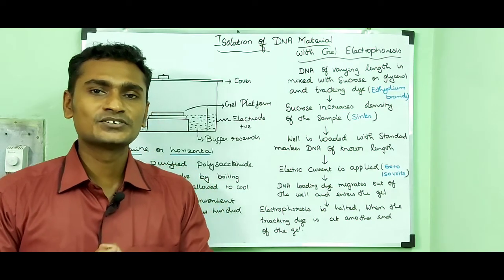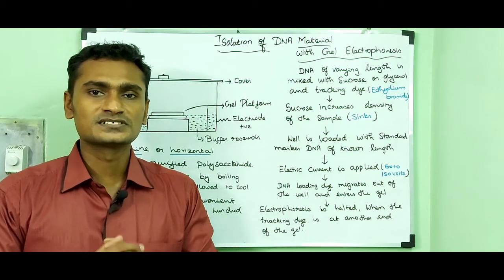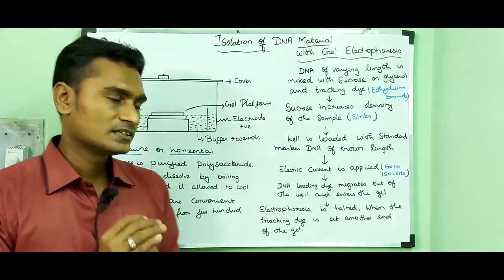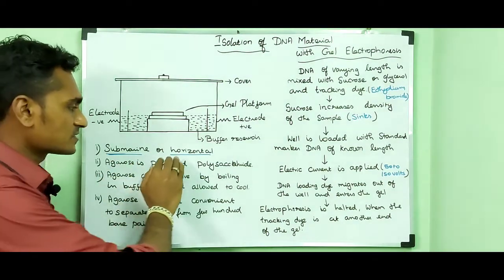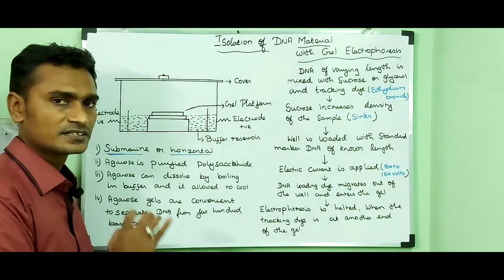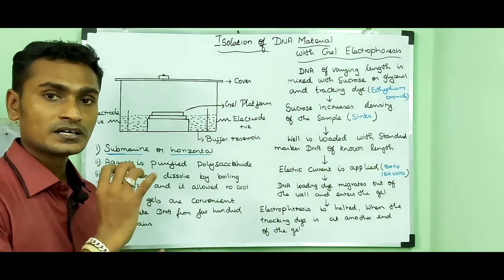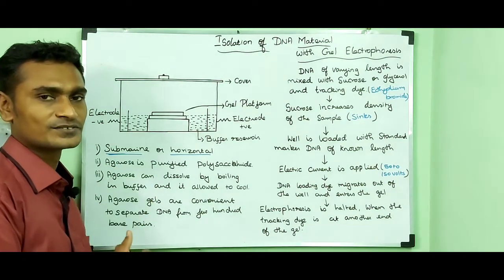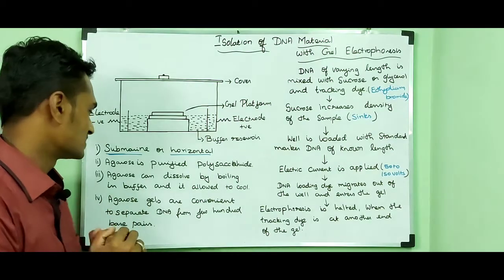Before that, I would like to give you a brief introduction. Agarose gel electrophoresis is otherwise called submarine gel electrophoresis or horizontal gel electrophoresis. You already know why it is called horizontal gel electrophoresis: the agarose gel has to be poured horizontally. Then why is it called submarine gel electrophoresis? I will give you the reason within a few minutes.